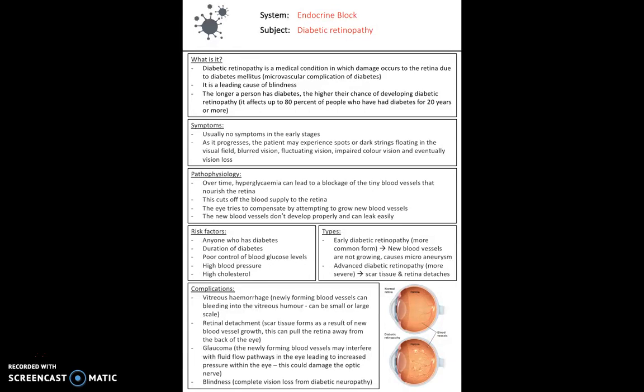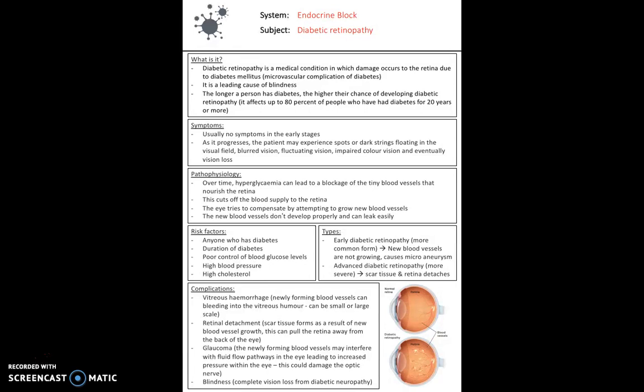Now, the risk factors for this, essentially anyone of course who has diabetes, but actually it's the duration of diabetes which is important. It is usually those that have had it for more than 20 years developing diabetic retinopathy. There are two different types as well. You could have early diabetic retinopathy. This is more common, and this is where your new blood vessels are not growing, so your retina is not getting enough nourishment, and this causes microaneurysms.